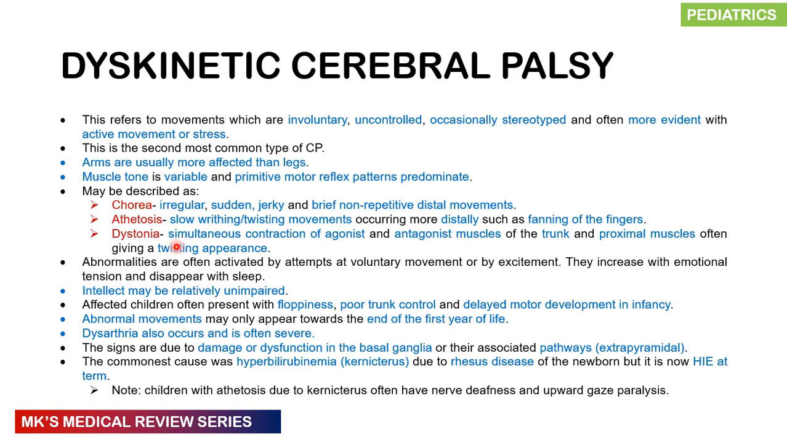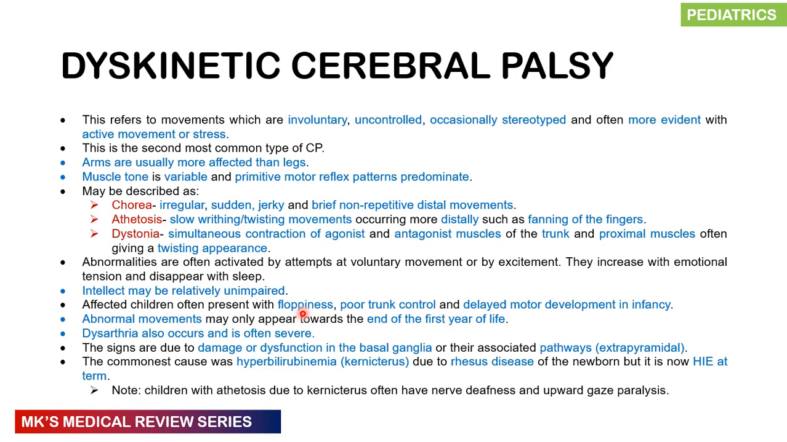And remember that these are going to be much more evident when there's voluntary movement or when there's excitation. So if there's an increase in emotional tension, they will be much more evident, and they tend to disappear when the child is asleep. Then in this patient the intellect may be relatively unimpaired, so they may have a near normal intellect. And then of course the affected children often are going to present with floppiness, poor trunk control, and delayed motor developmental milestones in infancy. They may have abnormal movements which may appear towards the end of the first year of life. And remember, dysarthria is also common and it's quite severe.